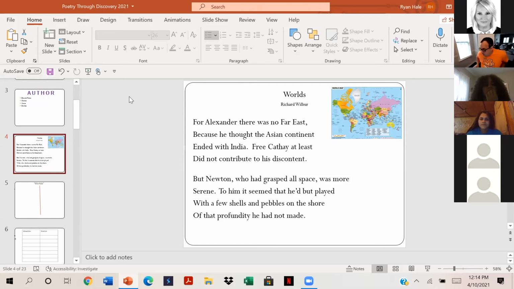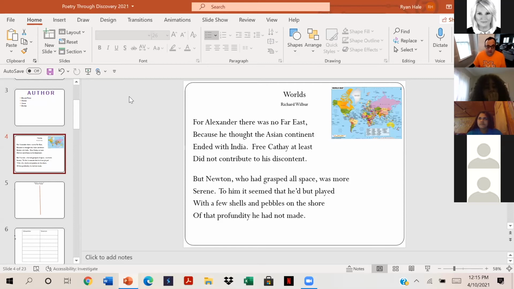So this poem is called Worlds. It's by Richard Wilbur. Richard Wilbur is somebody the AP exam has loved. He's had a couple of poems on the AP exam, one called The Juggler, one called A Barred Owl. I'm going to read this to you.